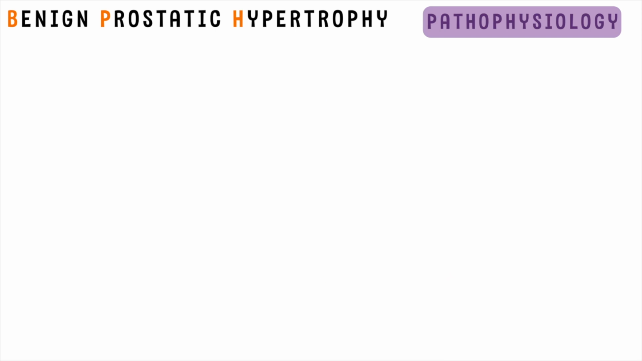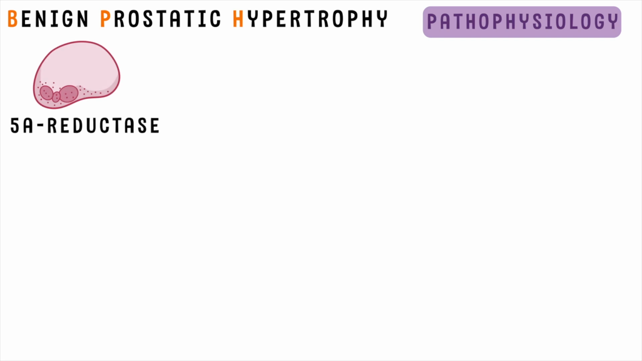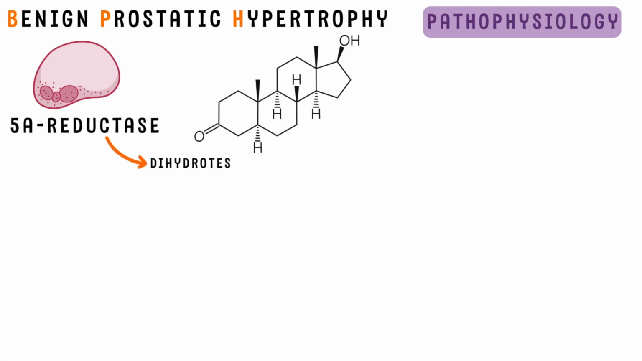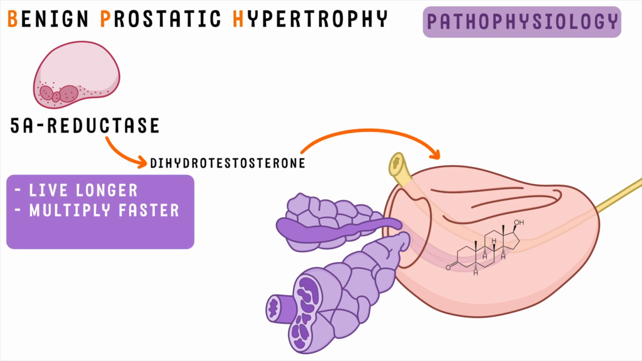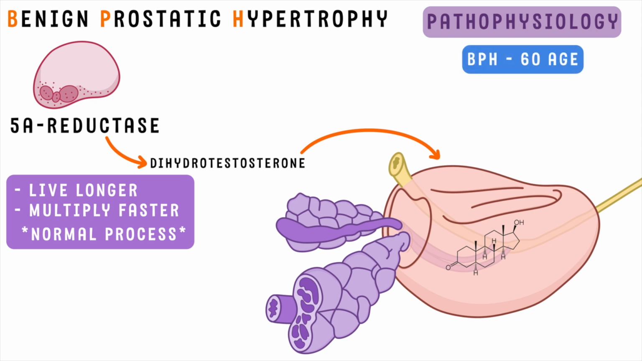Actually, this process is driven by 5-alpha reductase activity in the prostate, which increases with age, leading to increased dihydrotestosterone production. Dihydrotestosterone then makes prostate cells live longer and multiply faster. This is actually a normal process of aging, and around 50% of men develop BPH by the age of 60. BPH is not associated with any increased risk for developing prostate cancer.